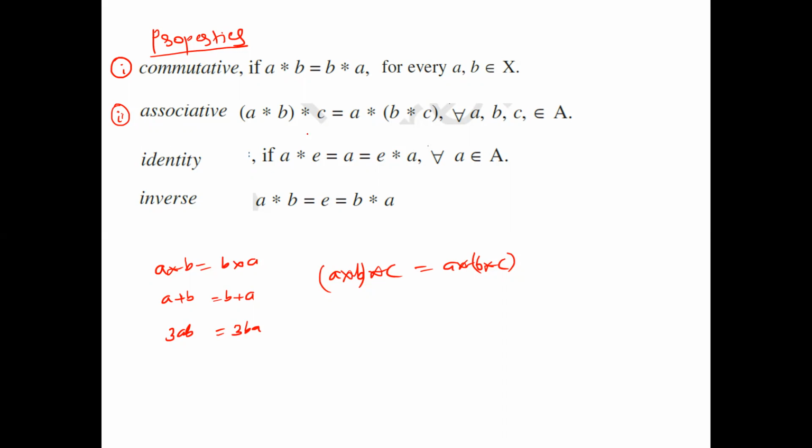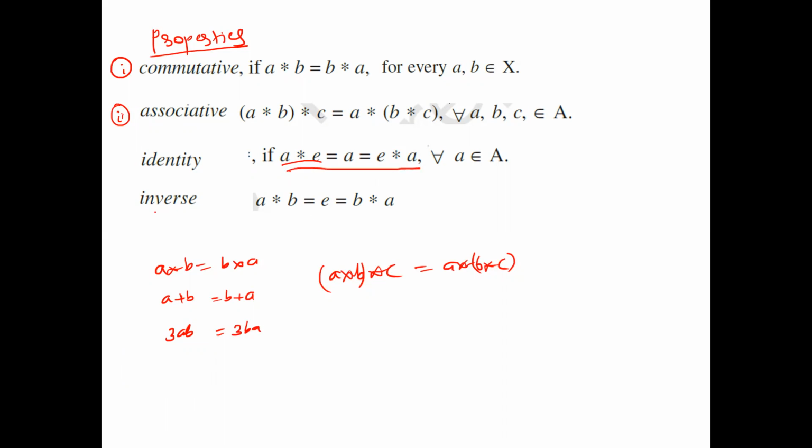What is the identity function? A star A equal to A. Again, A star A, again value it will be A only, it will be same value. So this property we call as the identity function.